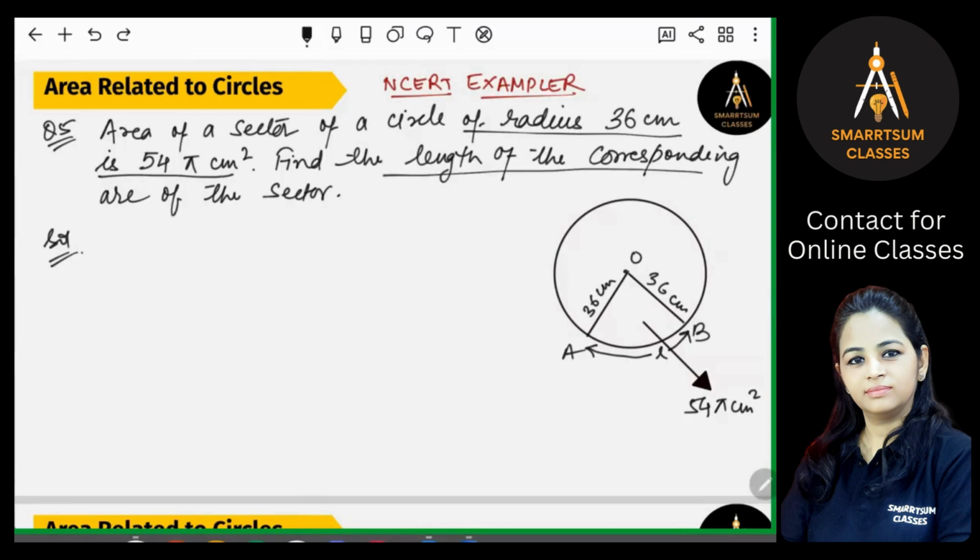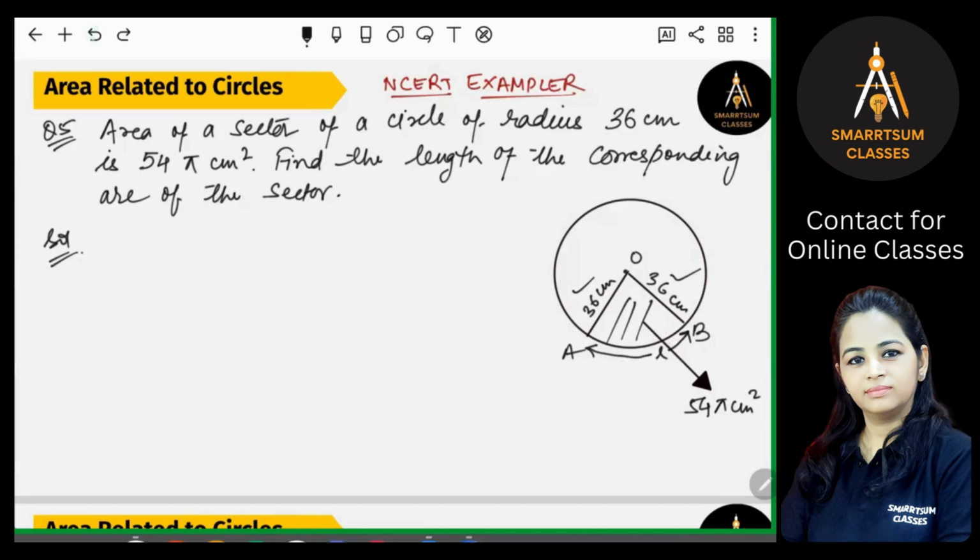As you can see in the diagram, this is a circle, and there is a sector OAB. Now, the radius is already given, 36 centimeter, OA and OB. The area of this sector is 54 pi centimeter square. Now we have to find the length of arc AB.